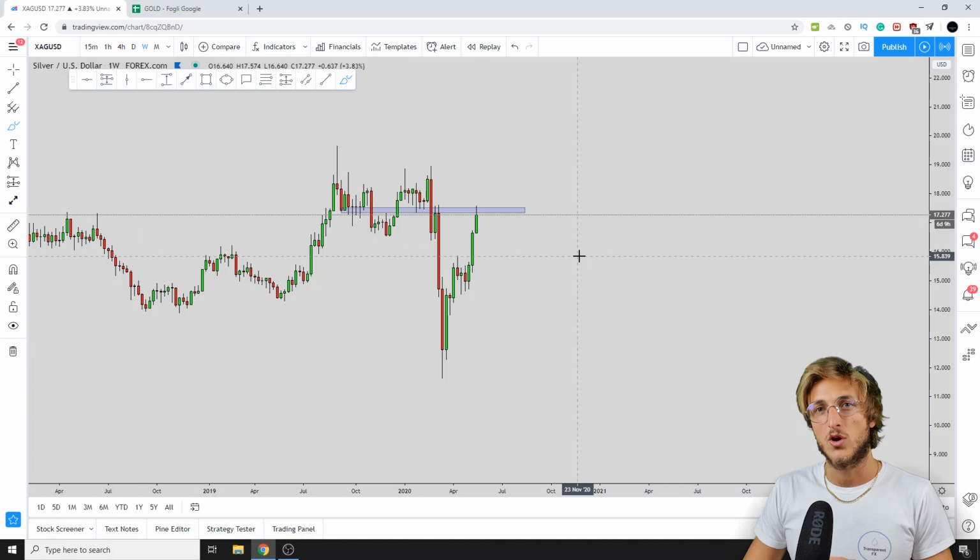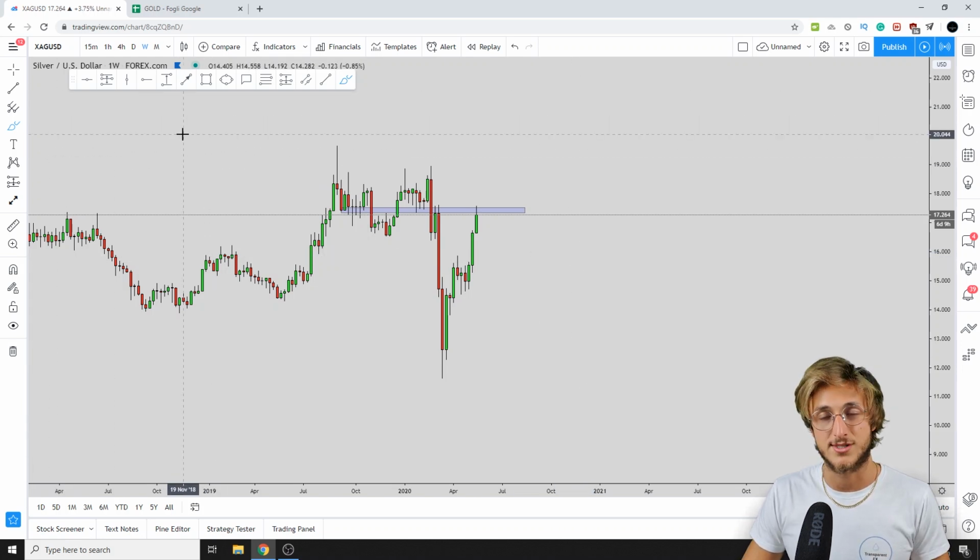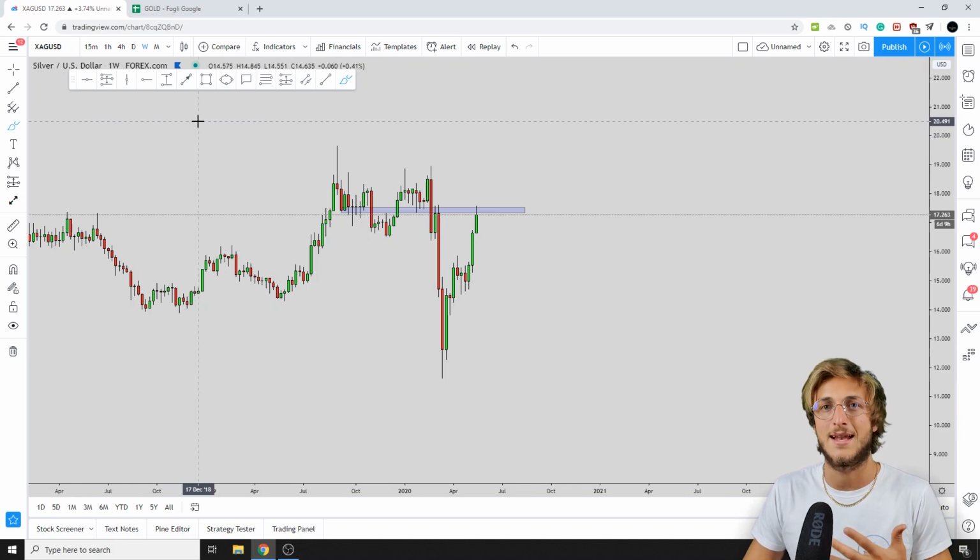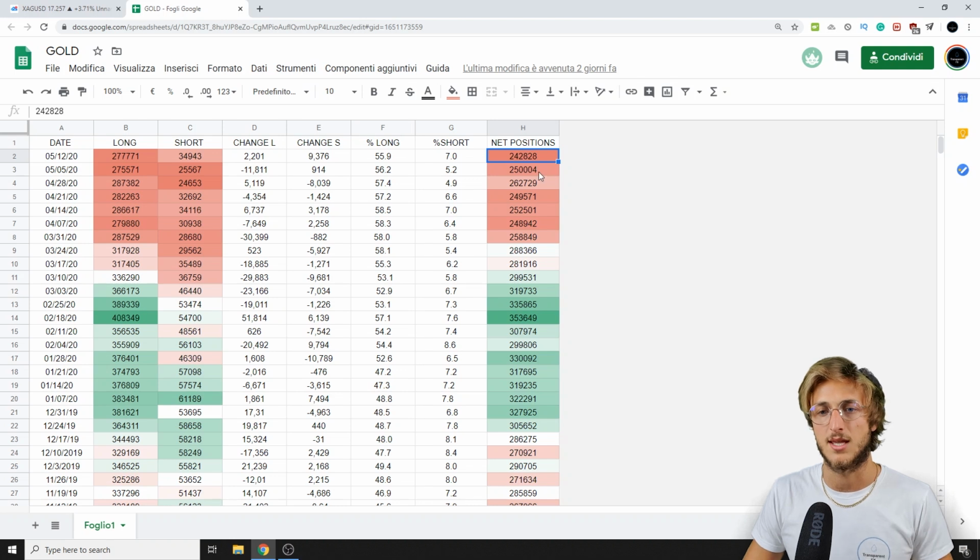But before we go and see what we have from a daily perspective, let's take a look at what we have from a COT perspective. So what hedge funds are doing at the moment in the gold market. And that is what I suggest: if you want information on silver, it's best to check the COT data for gold because it will have more volume and it is more significant when you check the orders of hedge funds. So how they are positioned in the market.